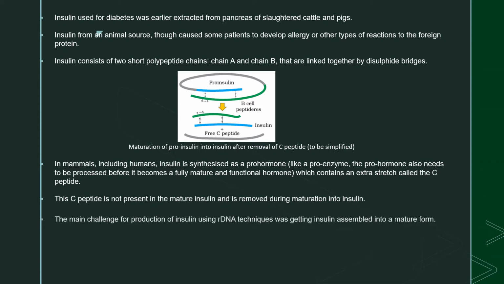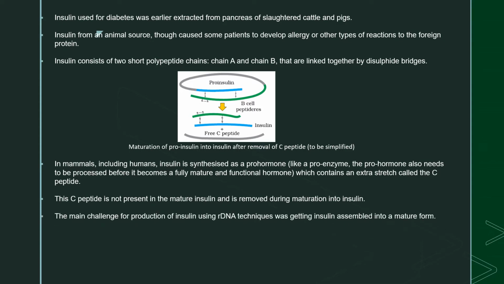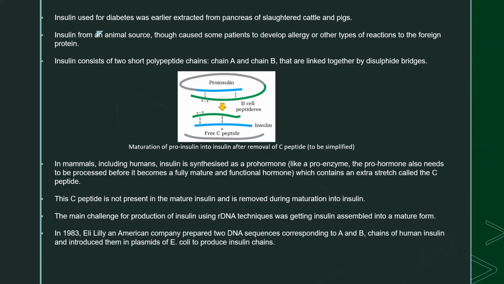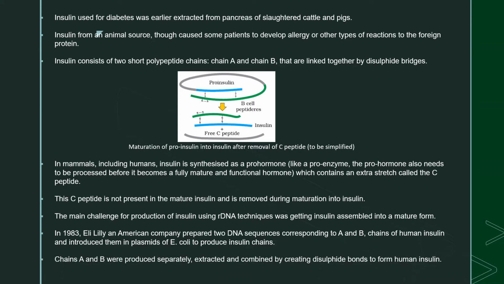The main challenge for production of insulin using recombinant DNA techniques was getting insulin assembled into a mature form. In 1983, Eli Lilly, an American company, prepared two DNA sequences corresponding to A and B chains of human insulin and introduced them in plasmids of E. coli to produce insulin chains. Chains A and B were produced separately, extracted, and combined by creating disulfide bonds to form human insulin.